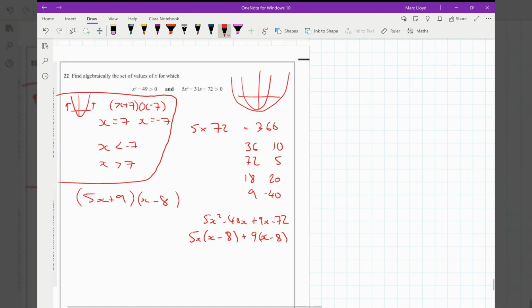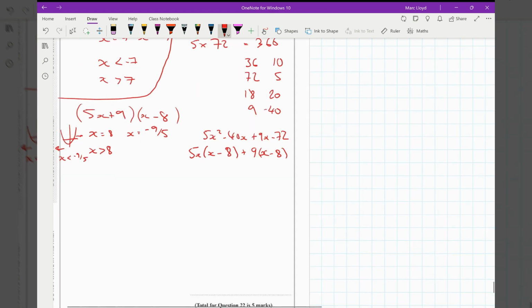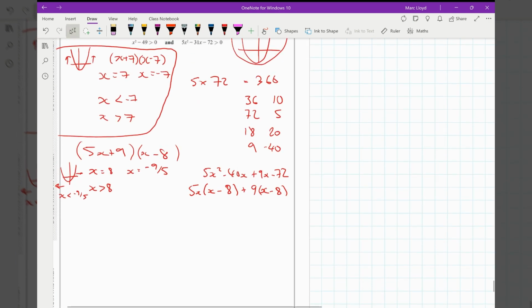Okay, so again, this graph is a positive x squared, so it's going to look almost the same as that one. Sorry, let me just solve this and not rush it. x equals 8 and x equals minus 9 over 5. So 8 is here, so x is going to be greater than 8, and x is going to be less than minus 9 over 5. So our solution needs to satisfy both of these inequalities.